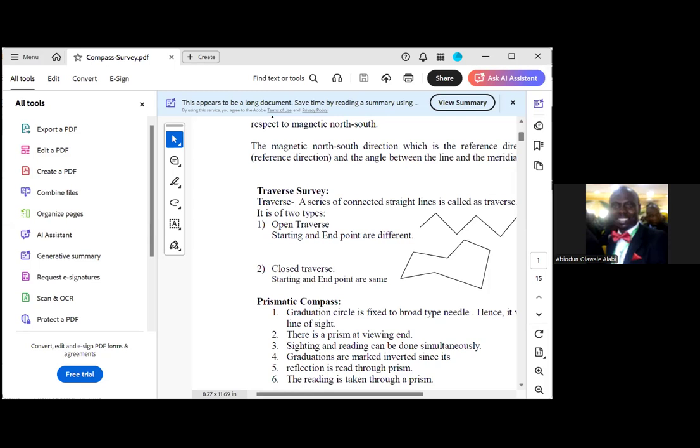Now under the offsets, we have 2 types of offsets. Can you mention those 2 types for me? Perpendicular offset and oblique offset. Good. Perpendicular offset and the oblique offset.